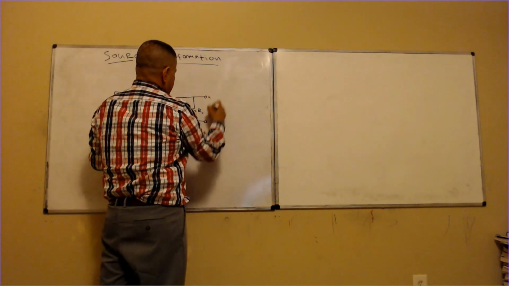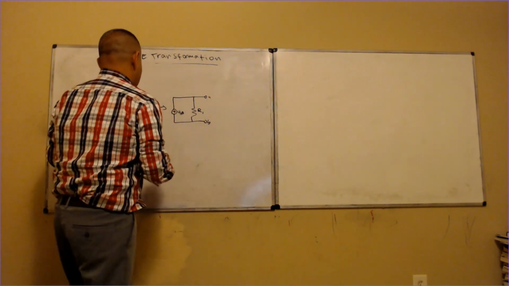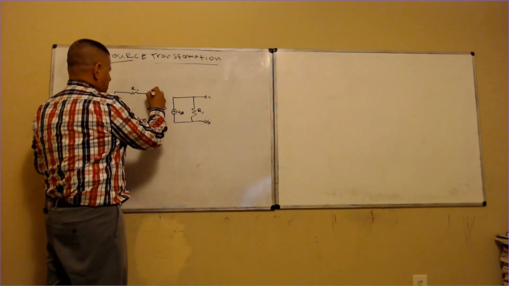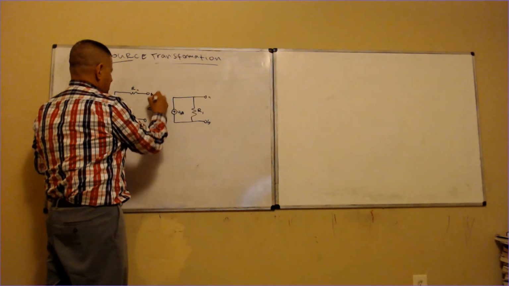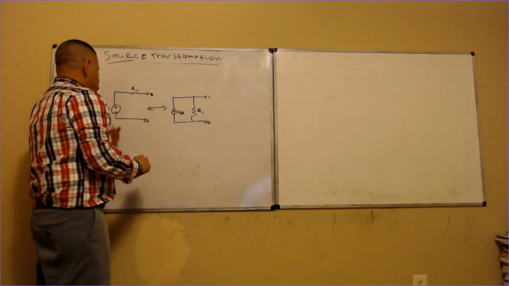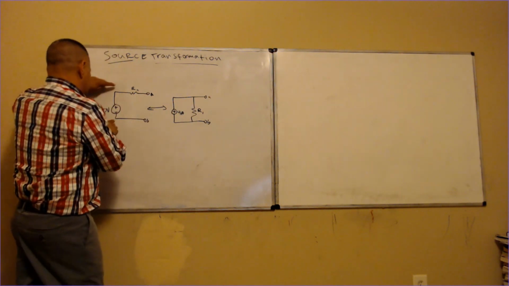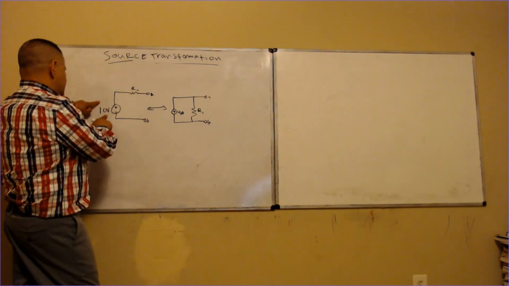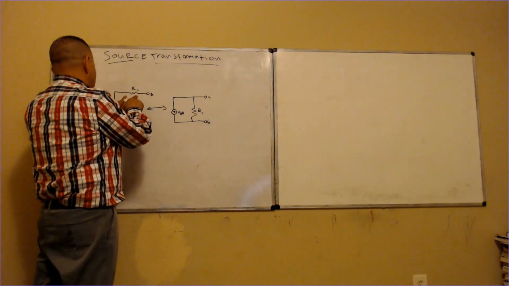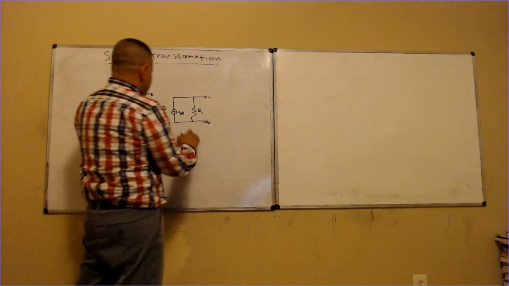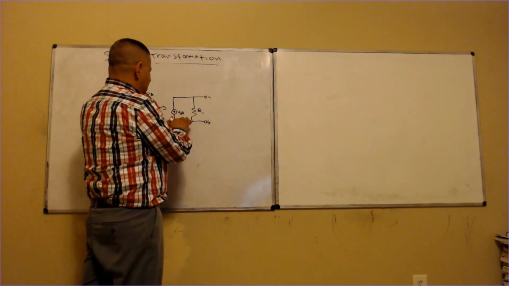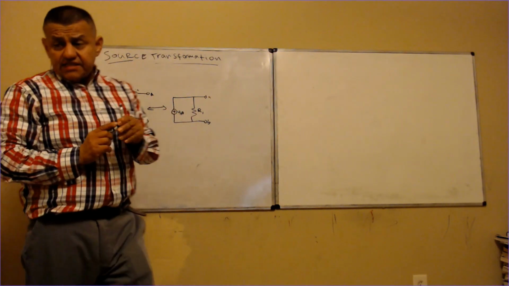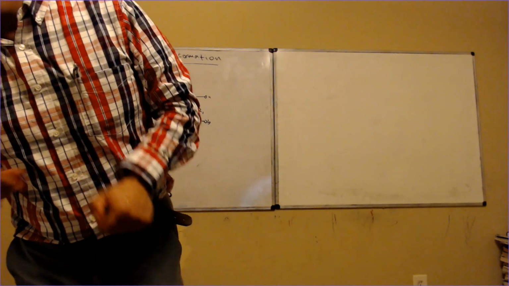Of course, it's supposed to have a little terminal right here. This is A. This is B. Technically what I'm saying is that this voltage source is in series with this resistor, and this current source is in parallel with this resistor. So that is the idea of source transformation.